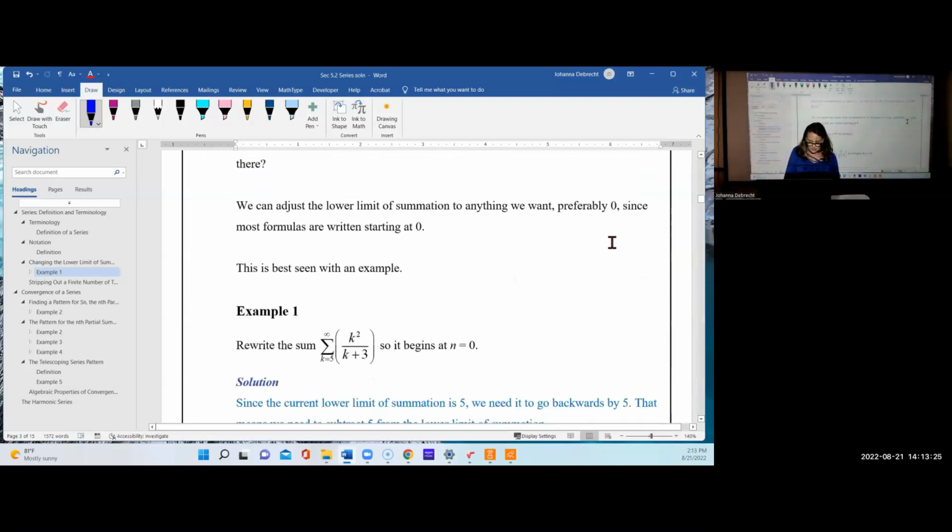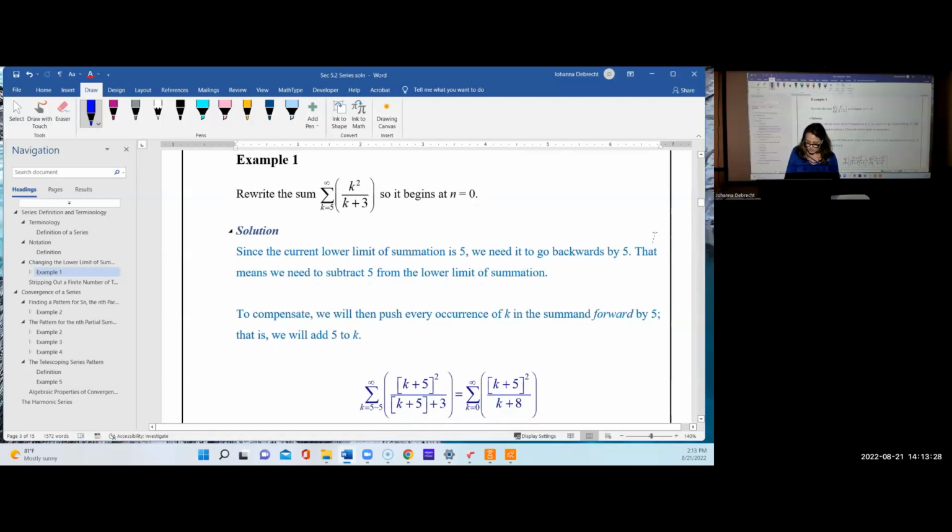So this is best seen by looking at an example. So we're going to start here with example 1. In example 1, we have the infinite sum from k equals 5 to infinity of k squared over k plus 3. And we want to rewrite this so that the lower index of summation is 0. So we want it to go from k equals 0 to infinity. And again, the choice of k or n is completely arbitrary. You can use n if you like that instead. You'll see here that I used n here and k here, but really I mean the same thing. So we want it to start at 0.